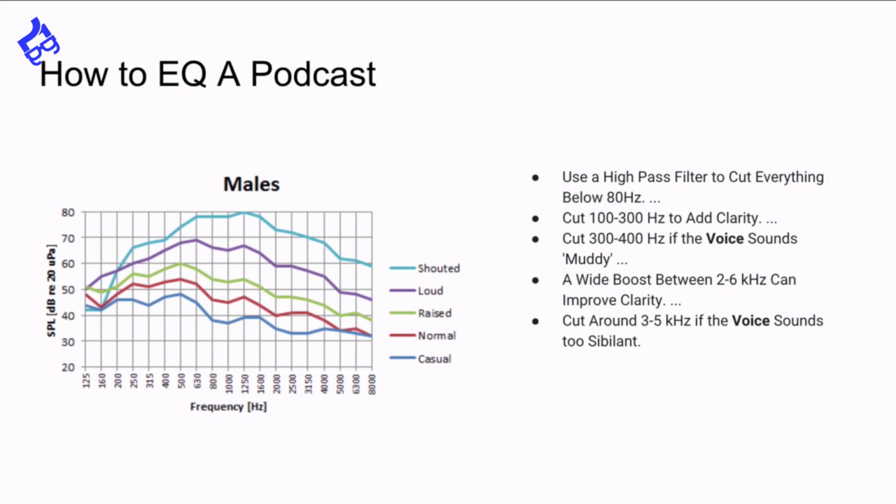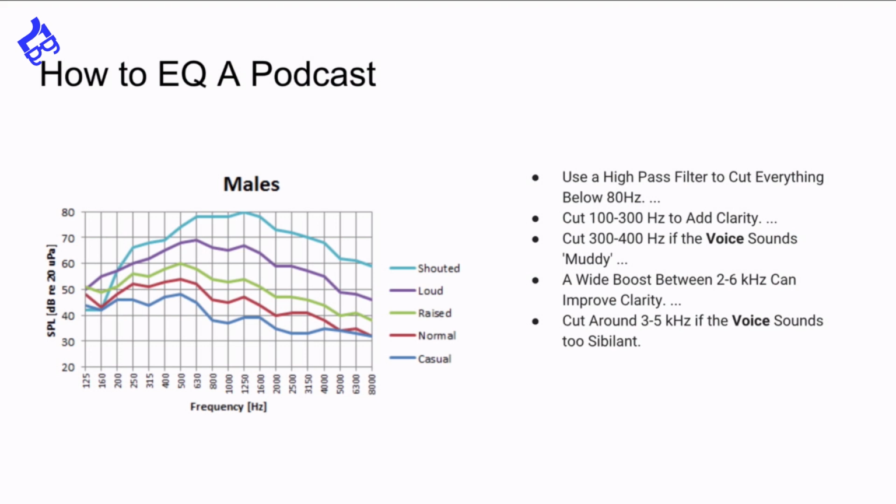So, we're going to talk about how to add a high-pass filter, which is going to cut everything below the human voice. The human voice generally does not go below 80 hertz, so that would get rid of some of the low hums, maybe traffic outside, maybe a low buzzing from your computer.